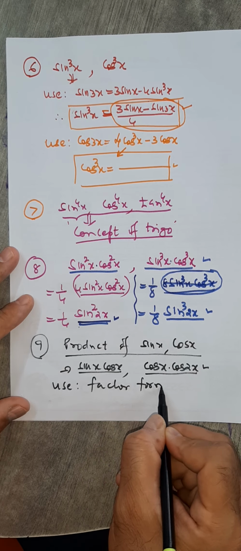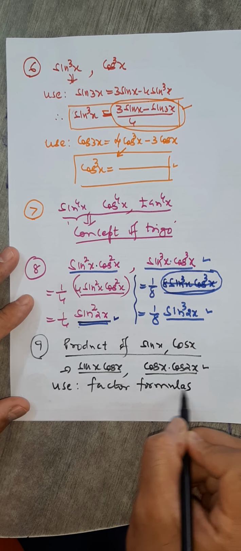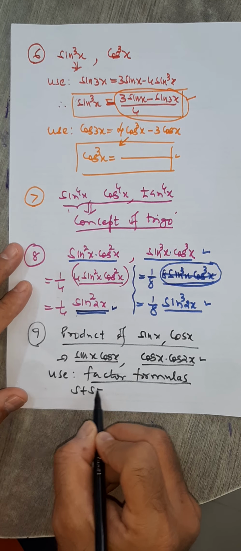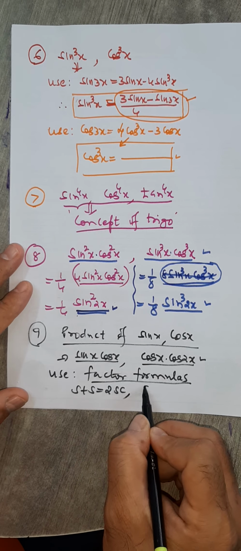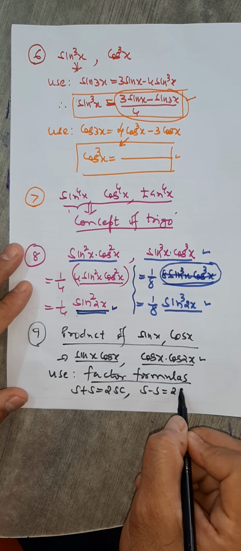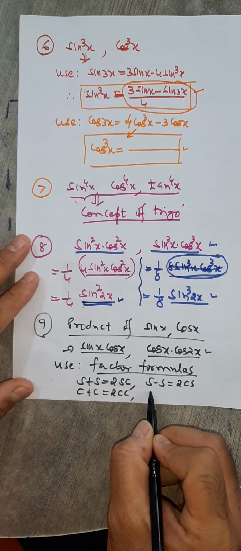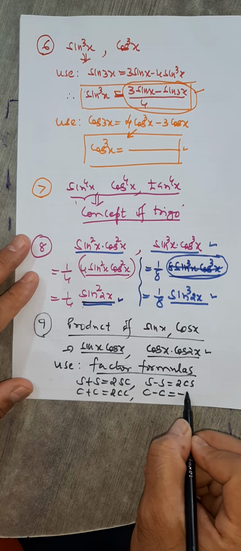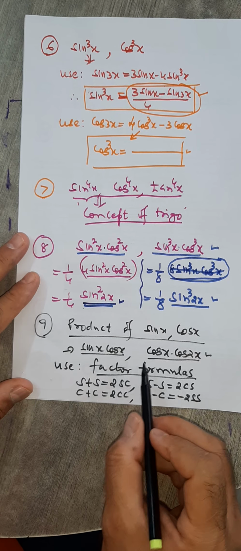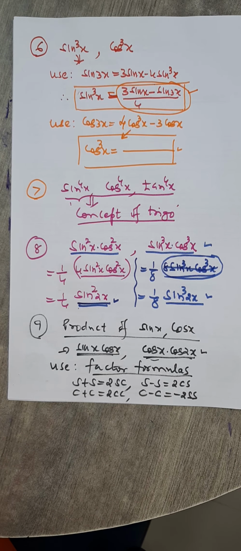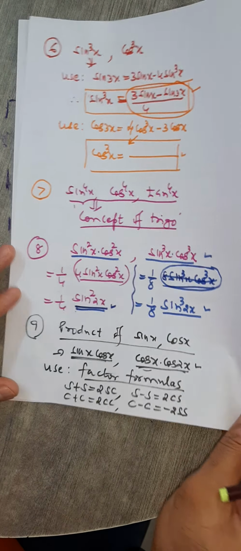What are the factor formulas? You know, if you remember, sin plus sin is 2 sin cos, sin minus sin is 2 cos sin, cos plus cos is 2 cos cos, cos minus cos is minus 2 sin sin. Use the factor formula if you have such a product of two trigo functions. The 9th point says that if you have such a product, use the factor formulas. One more here, let me write.